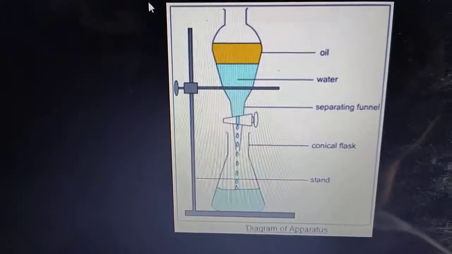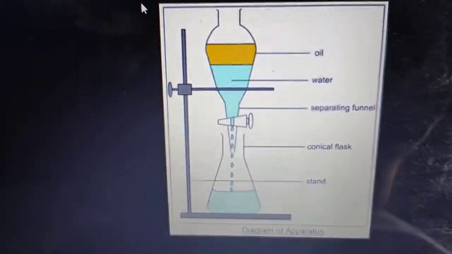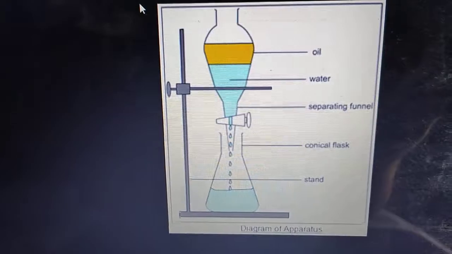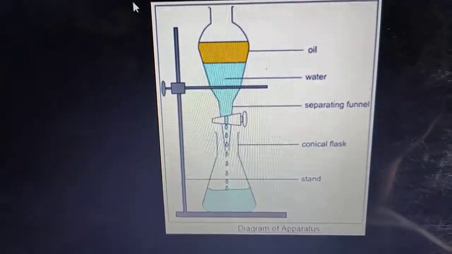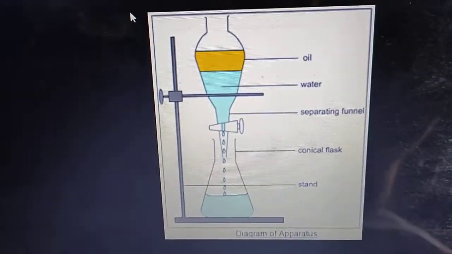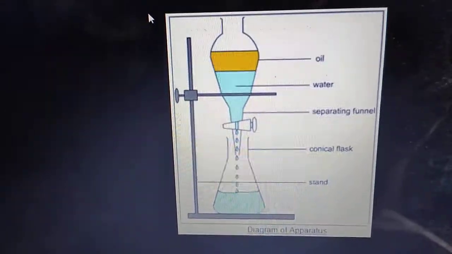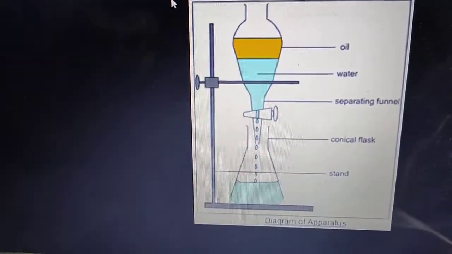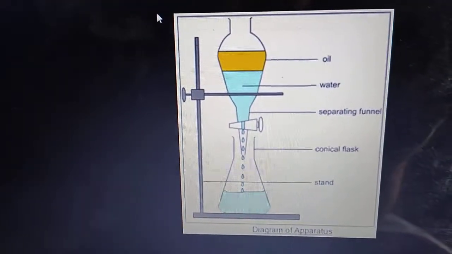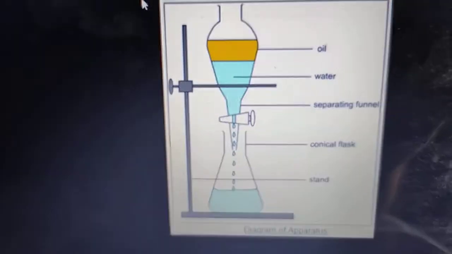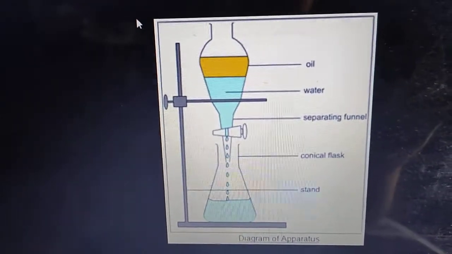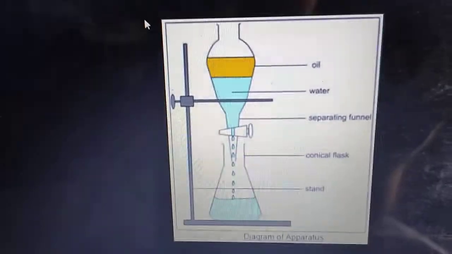Water forms the lower layer because its density is high with respect to oil. So after pouring out the lower layer, oil remains in the separating funnel. Like this, you can separate two immiscible liquids by using this setup, the separating funnel method.